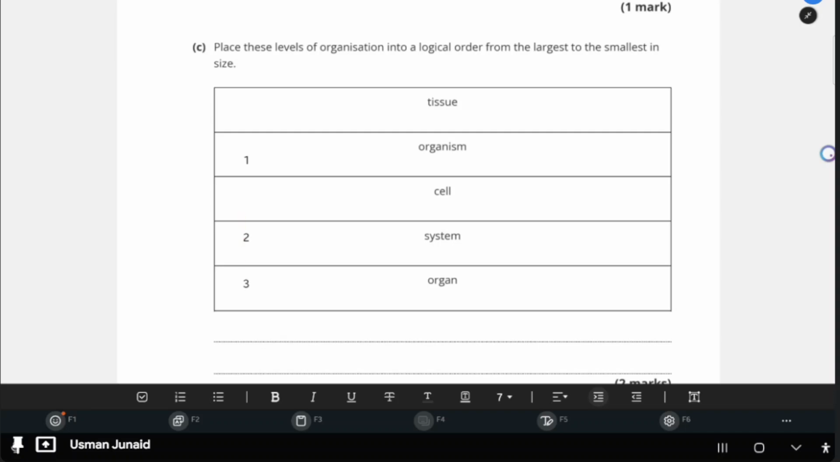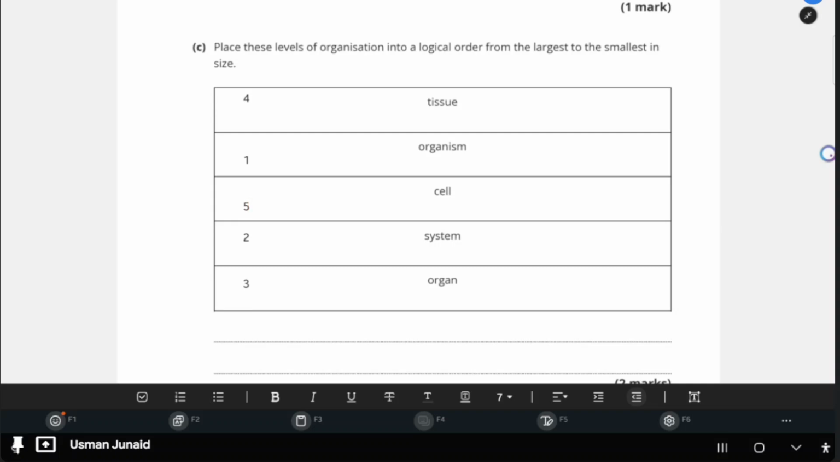Then cell. When cells join together, what do they form? Tissue. No, it's tissue and then cell. Yes. So this is 4. And then we have 5.